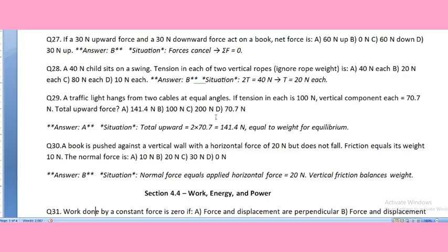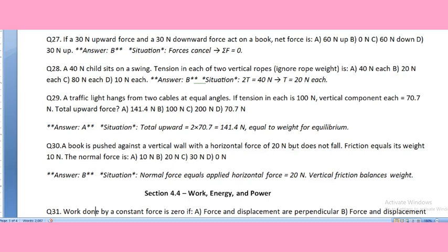From the given, when we come to the solution, the total upward force is equal to twice the vertical component, which means 2 times 70.7 Newton, which is equal to 141.4 Newton, equal to the weight of the traffic light in equilibrium. When we go to the next question, question number 30.